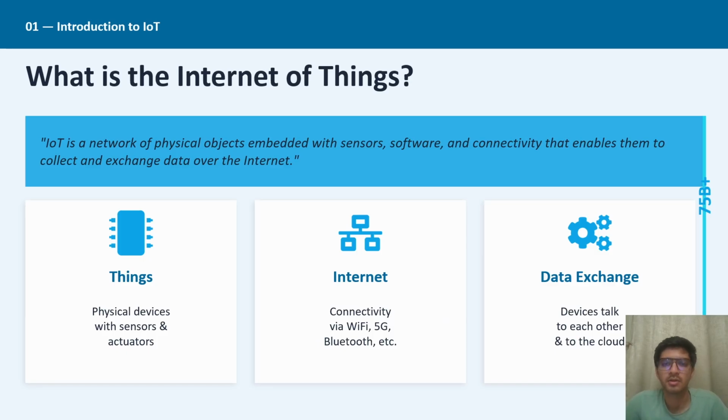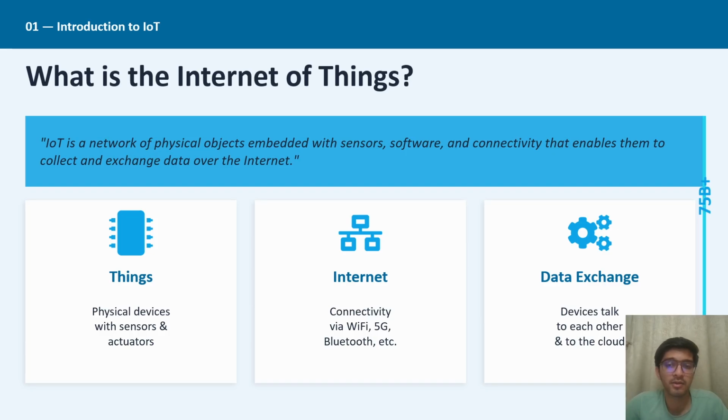So, what is IoT? IoT stands for Internet of Things. The simple idea is of connecting physical objects to the internet so they can collect and share data. Think of it as giving everyday objects a digital brain. A thermometer becomes smart when it can report temperature to your phone.